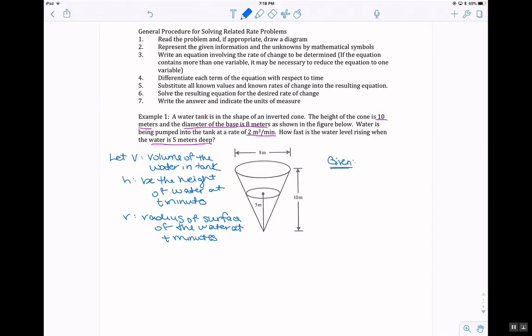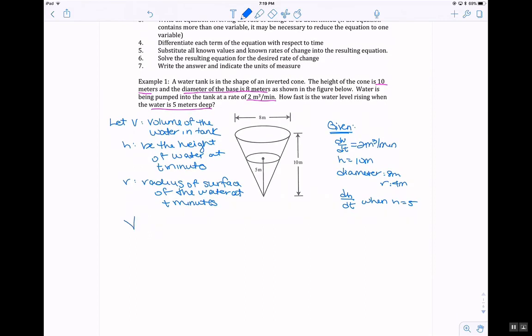And then we're also given that dV dt is equal to 2 meters cubed per minute. The height is 10 meters. The diameter is 8 meters, so that means that the radius is 4 meters. And I want to figure out dH dt when H is equal to 5.